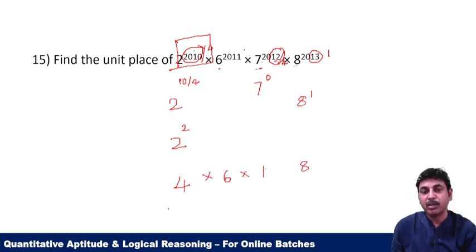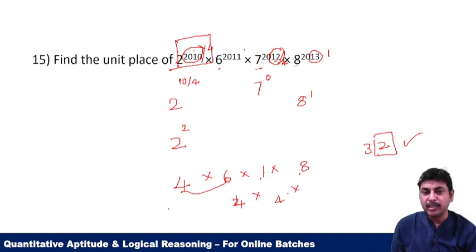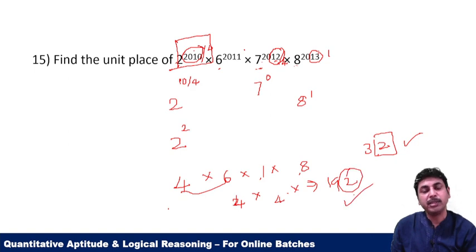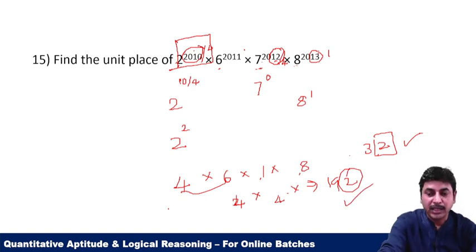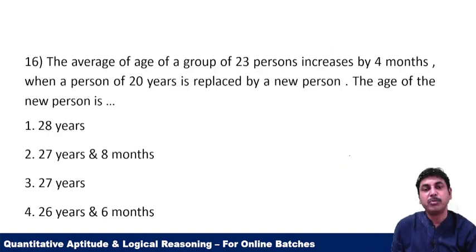So take the product of all these. 4 sixes are 24, and 24's unit digit is 4. 4 ones are 4. And 4 eights are 32. So the unit place of 32 will be 2. So don't find the complete product here. If you take the complete product, it will be 192, and the unit place of 192 will be 2. Knowing the cyclicity is very important.